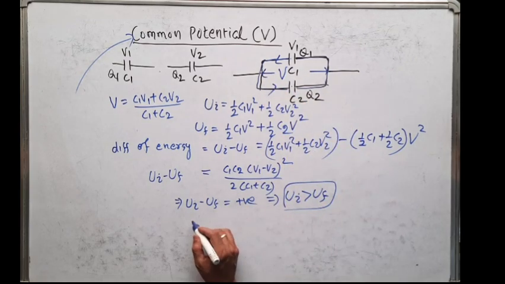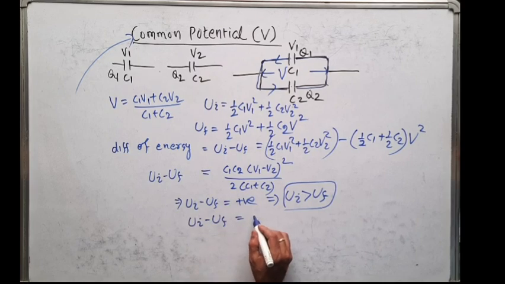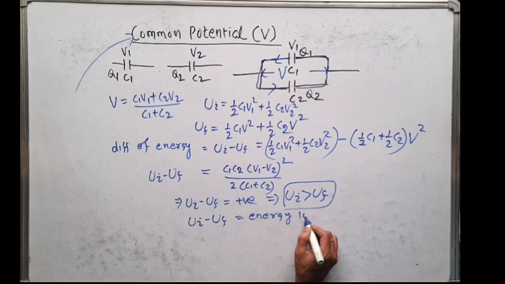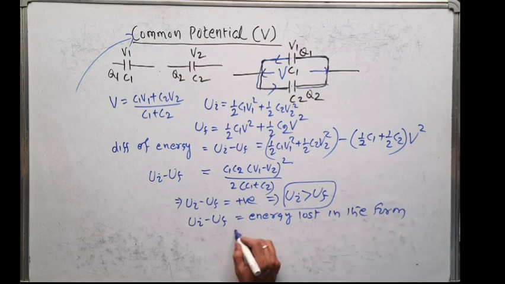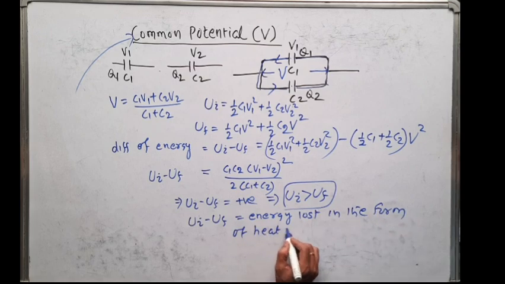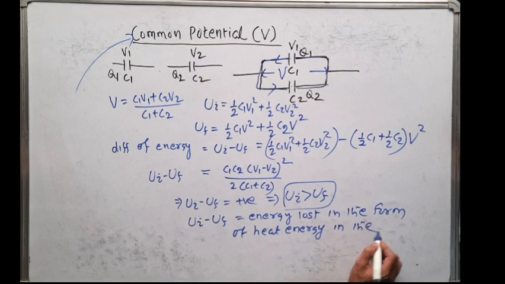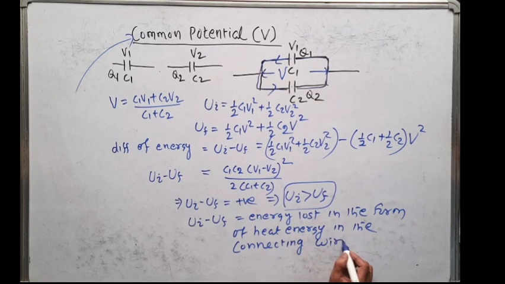So we can say this difference in energy, Ui minus Uf, is the energy lost. In the form of what? In the form of heat energy developed in the connecting wire. In the connecting wire, some heat energy will be developed, and that heat energy is a loss. So energy is lost in the form of heat energy in the connecting wire.